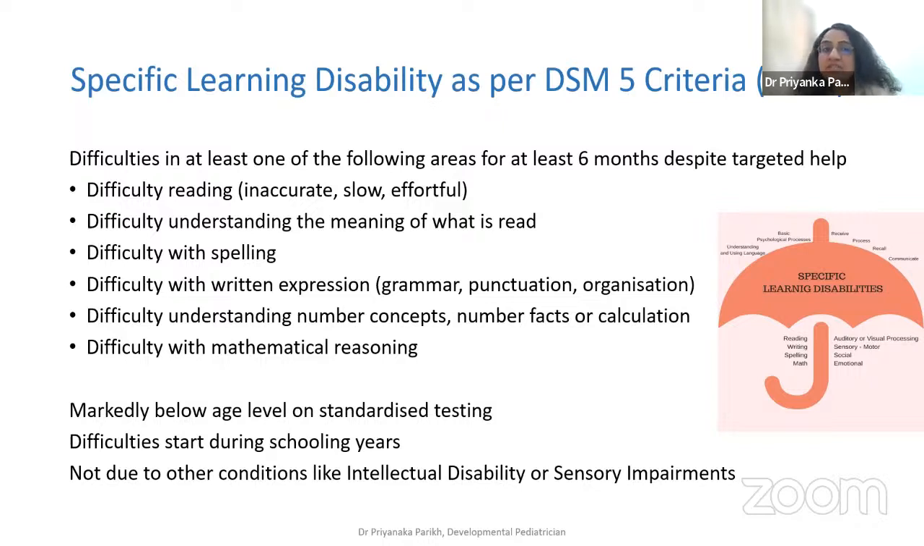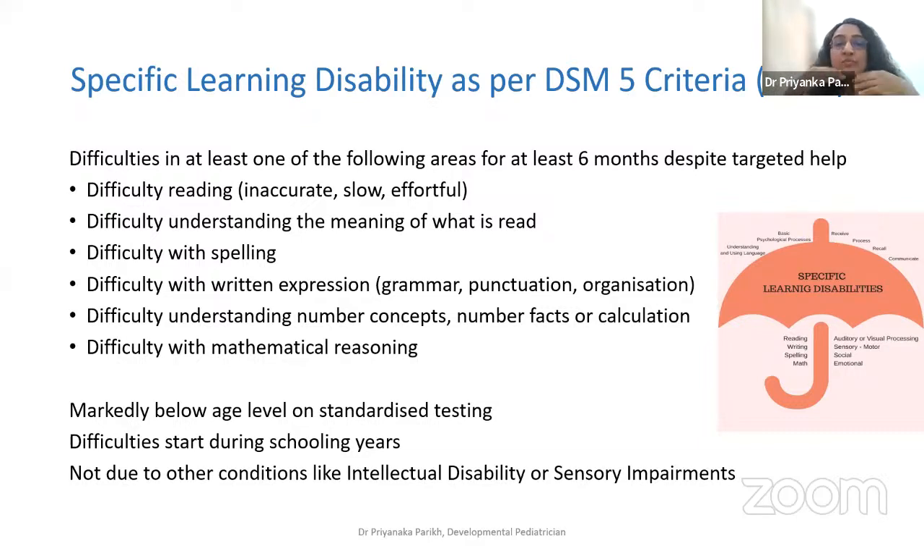So what could be the difficulty? It could be difficulty with reading. So it could be with word reading accuracy, as we saw in the example of was and saw, or felt and left, or it could be a very slow, effortful reading. So the child is managing to read, but the fluency is slow. Now the child manages to read, but finds it difficult to understand the meaning of what is read, what we call reading comprehension. There could be difficulty with spellings and also with written expression.